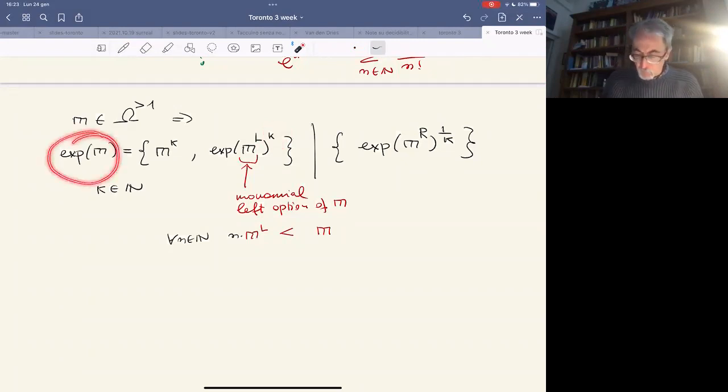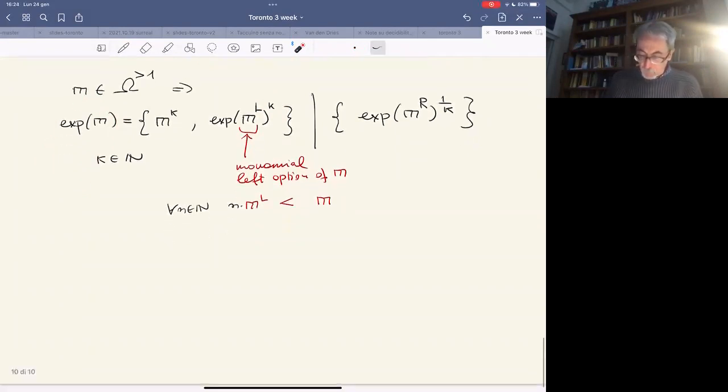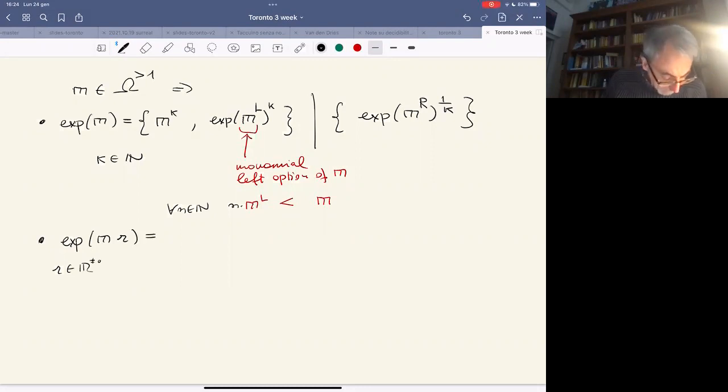Okay, so this is what you do for monomials. Now, if you have a monomial multiplied by a real number, you also have to decide what to do in this case. So here r is a real number, let's say non-zero. Then you do something similar.